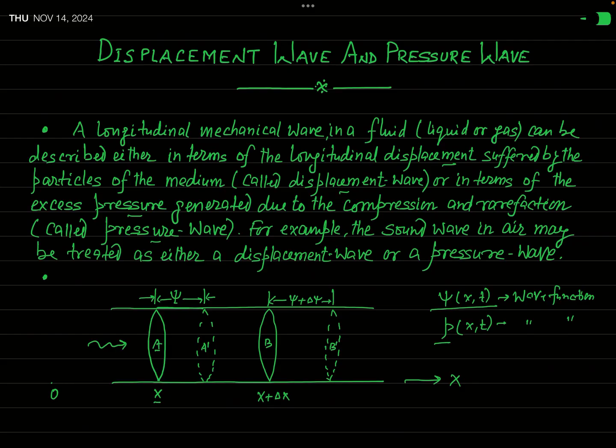Then if the particle suffers a displacement psi, then such a wave can be represented by the equation psi of x,t is equal to A sine(omega t minus kx). This is just the equation of a plane progressive wave. Okay, so I have mentioned it here.